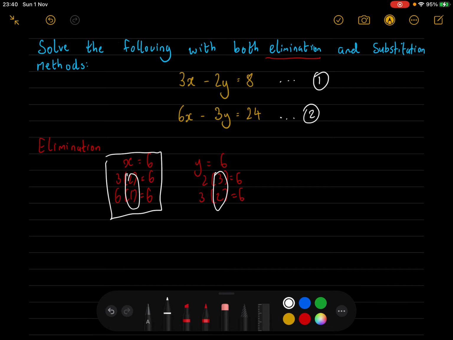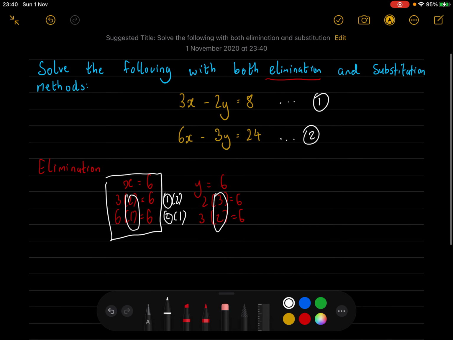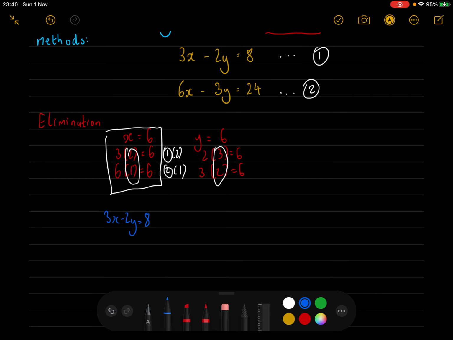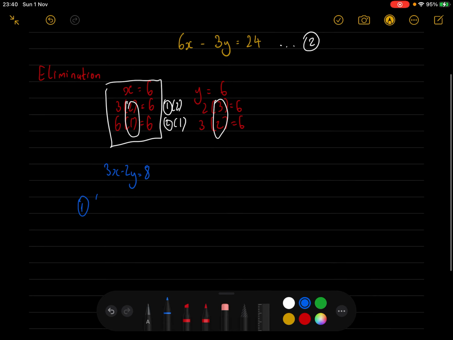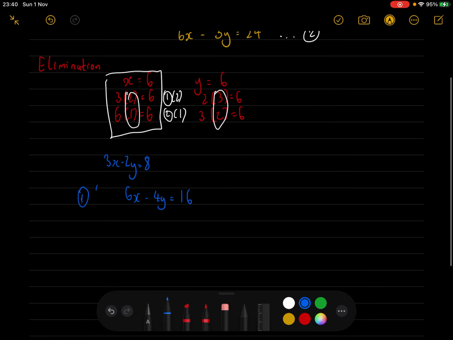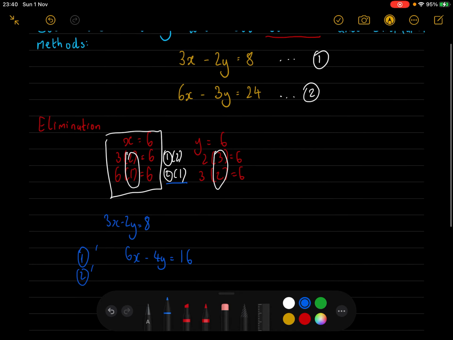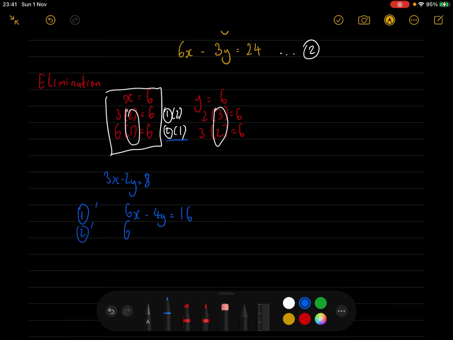So that means we are going to multiply equation 1 by 2 and equation 2 by 1. Therefore, we're going to look at equation 1 first. Equation 1 is 3x minus 2y is equal to 8. Because we're multiplying that by 2, that gives us equation 1 prime, which is 6x minus 4y, equal to 8 times 2, that is 16. For equation 2, we're multiplying it by 1, so we're just going to leave equation 2 prime equal to equation 2. Therefore, 6x minus 3y is equal to 24.